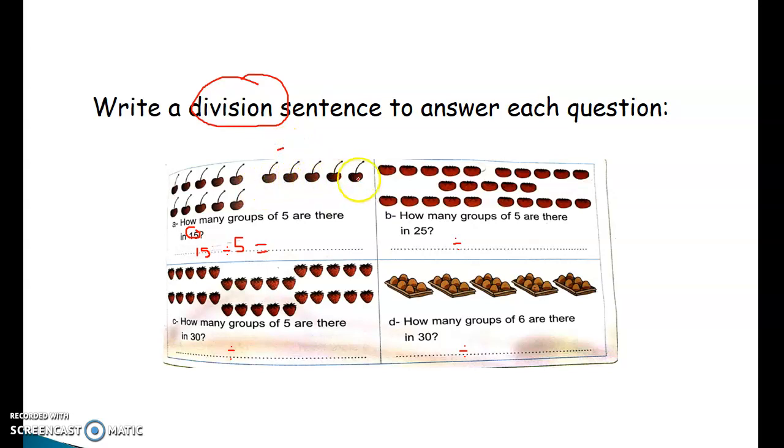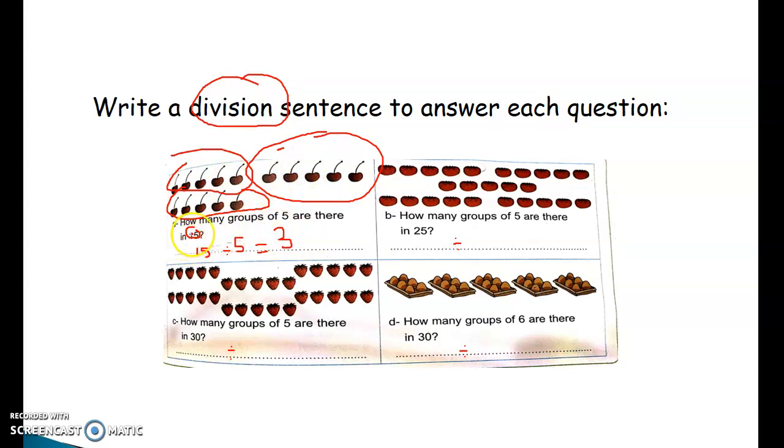1, 2, 3, 4, 5. This one is the first group. 1, 2, 3, 4, 5, the second group. 1, 2, 3, 4, 5, the third one. How many groups did we make? We made 3 groups. So the answer will be 3.